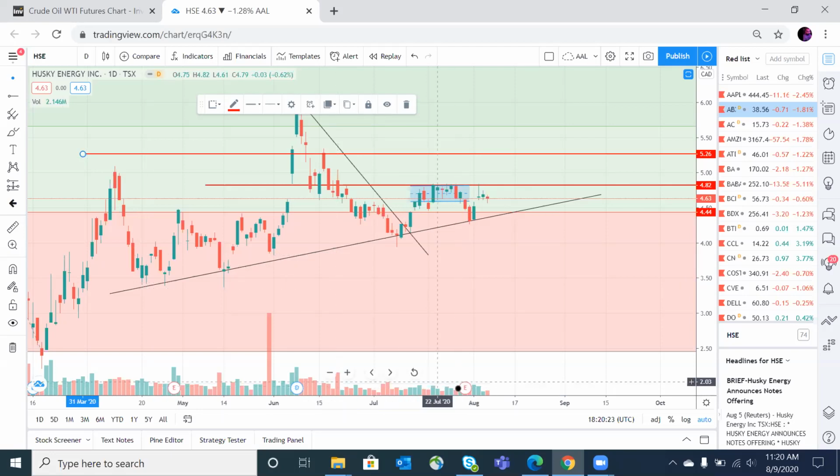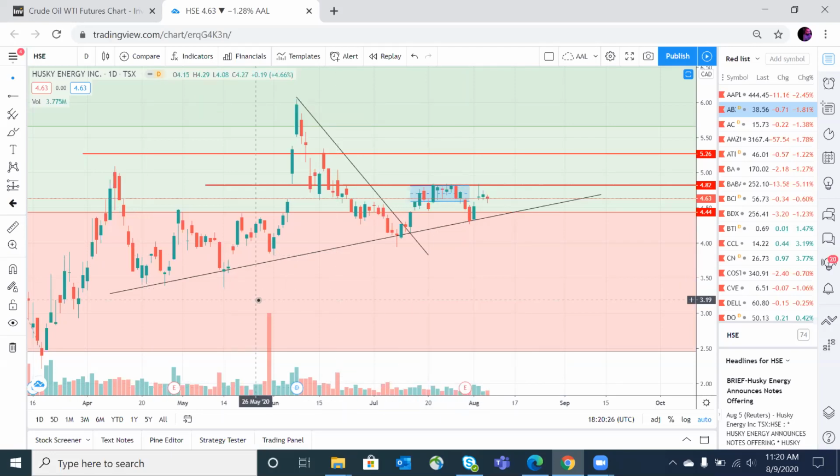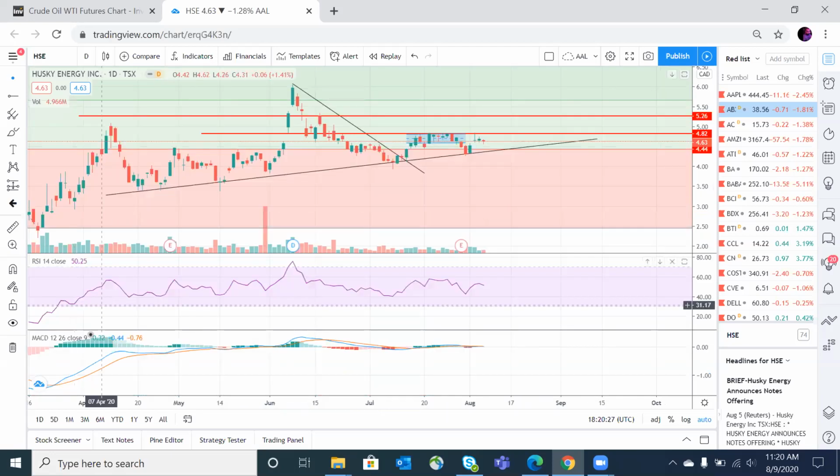And the volumes are consistently low. Earnings were negative, and because of that you also have pressure. RSI is neutral these days. MACD is also neutral. I hope that answers.